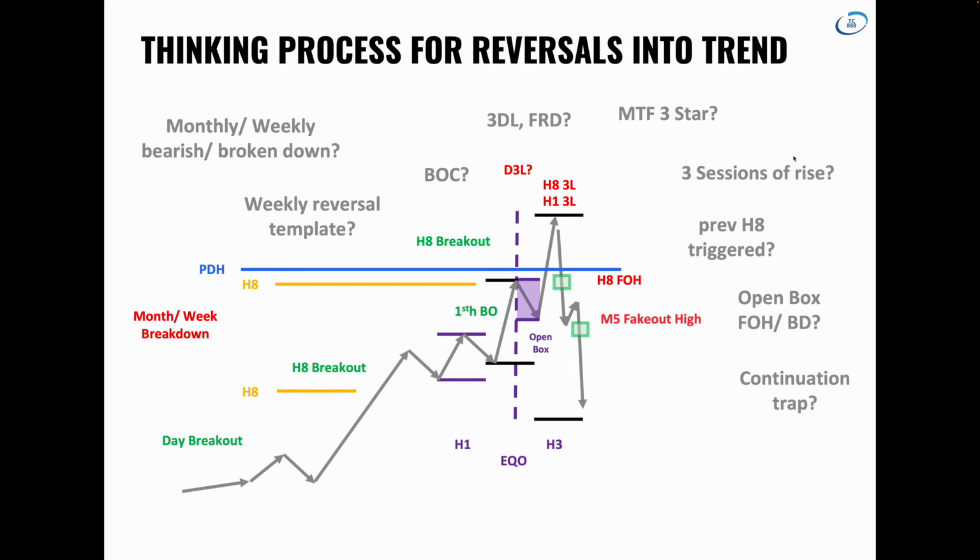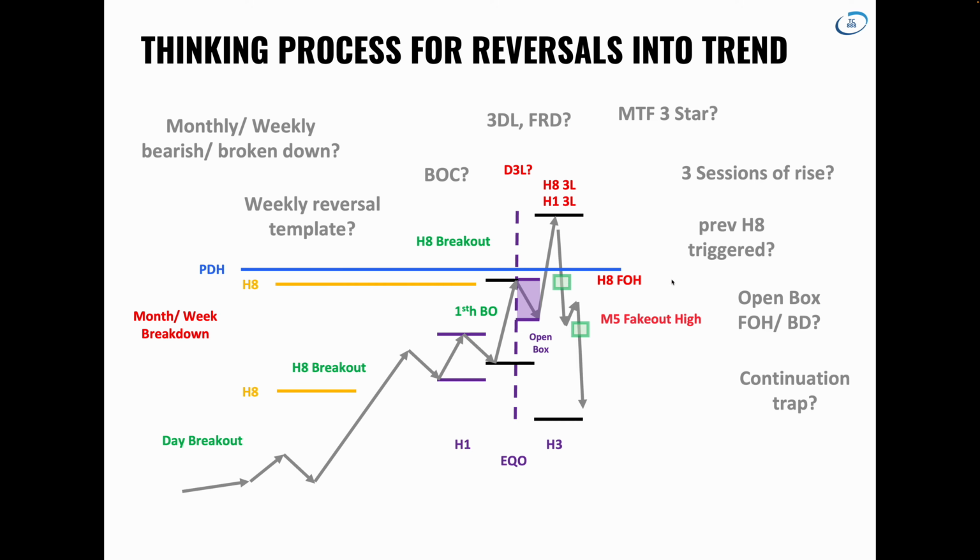Then we might get 3 sessions of rise on the day within multi-timeframe 3-star setup here. So first hour breakout, maybe pulling in a 3rd session of rise, maybe then 3 hours of rise even. So maximum overextension, potentially even a parabolic breakout, reversal into 3rd hour, losing the levels, losing the open box. And then from there, we just check, is the 8-hour already triggered?